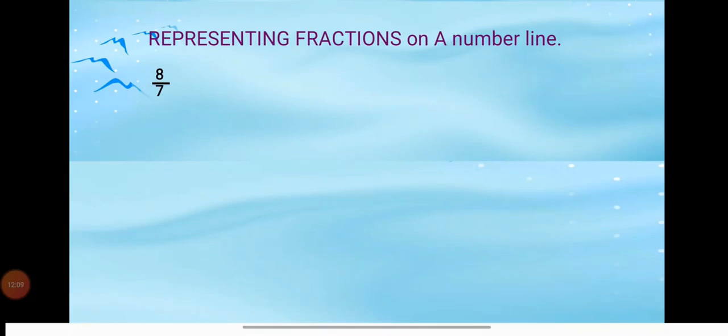Now students, as you can see this fraction, it is 8 upon 7. Just think for a while, what type of fraction is this? The numerator is bigger than the denominator. And when the numerator is bigger than the denominator, it's an improper fraction. So let us understand how we will mark an improper fraction on a number line.